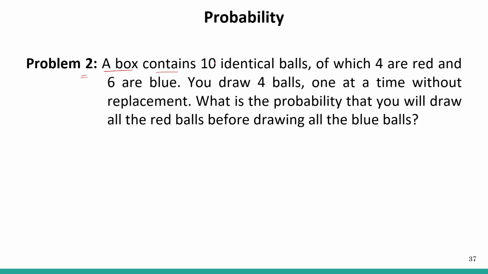A box contains 10 identical balls, so all the balls actually look the same, of which 4 are red. They are identical in shape but not in color. So they are actually 4 red and 6 blue balls. But you can't distinguish between these 4 red balls, because their shape is the same and their color is the same, that is red. The same goes for the 6 blue ones present in that box. You draw 4 balls, one at a time, without replacement.